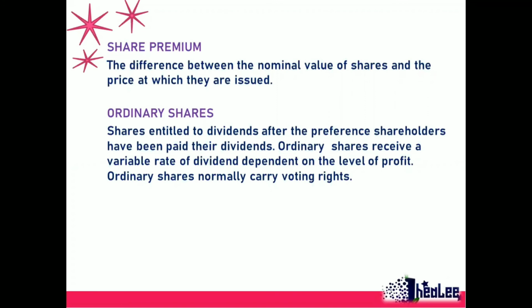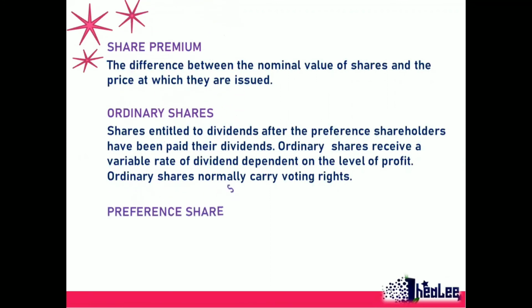Ordinary shares normally carry voting rights, but please note that ordinary shareholders are paid dividend after the preference shareholders receive theirs. The reality is that after you pay out your preference shareholders dividend, if nothing remains, then it means that the ordinary shareholders would not receive any dividend for that financial period. Okay? So remember, ordinary shareholders receive dividend after the preference shareholders.